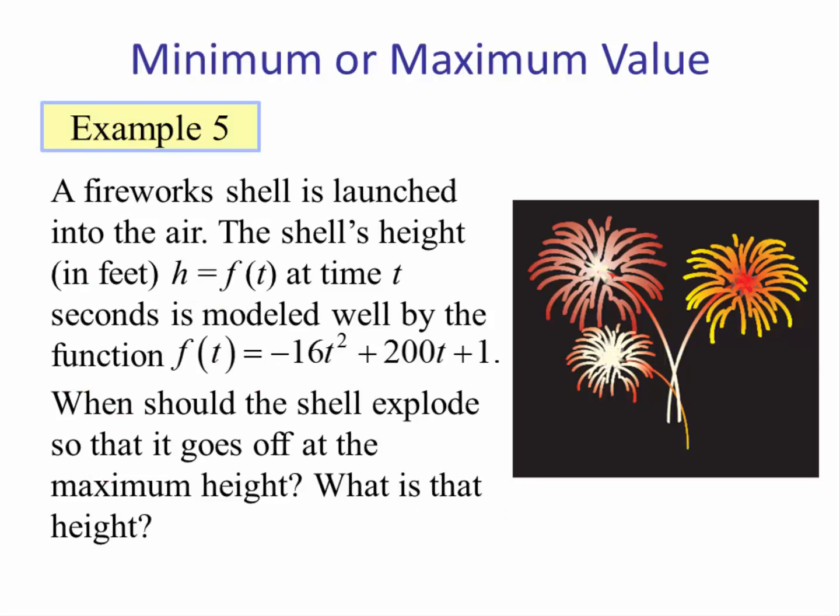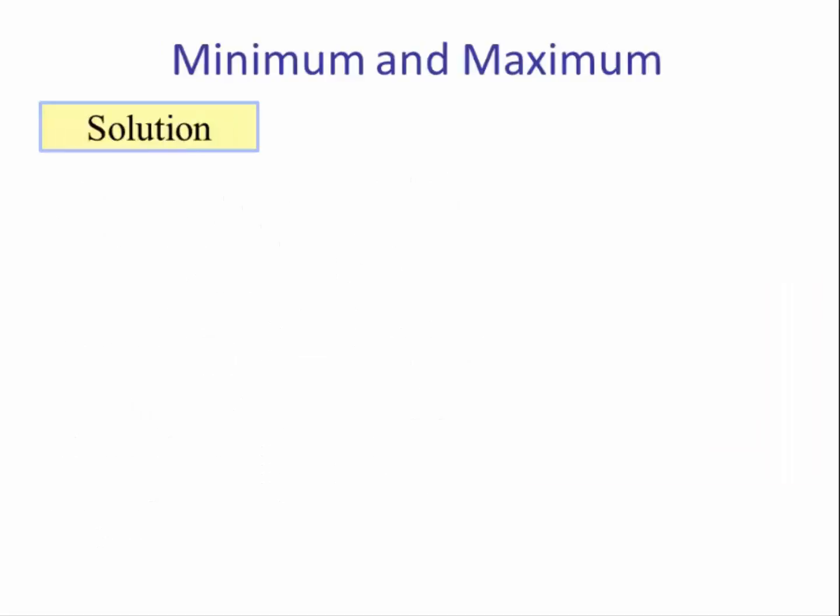A fireworks shell is launched into the air. The shell's height in feet, h equals f of t, at time t seconds is modeled well by the function f of t equals negative 16t squared plus 200t plus 1. When should the shell explode so that it goes off at the maximum height? What is the height? Solution?